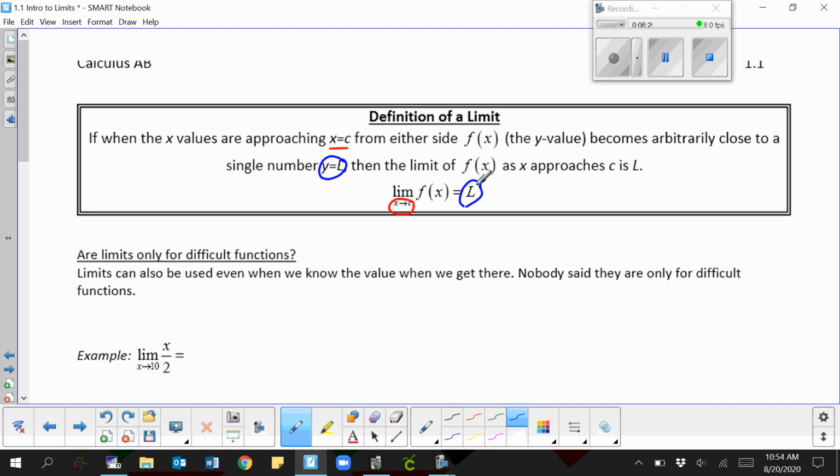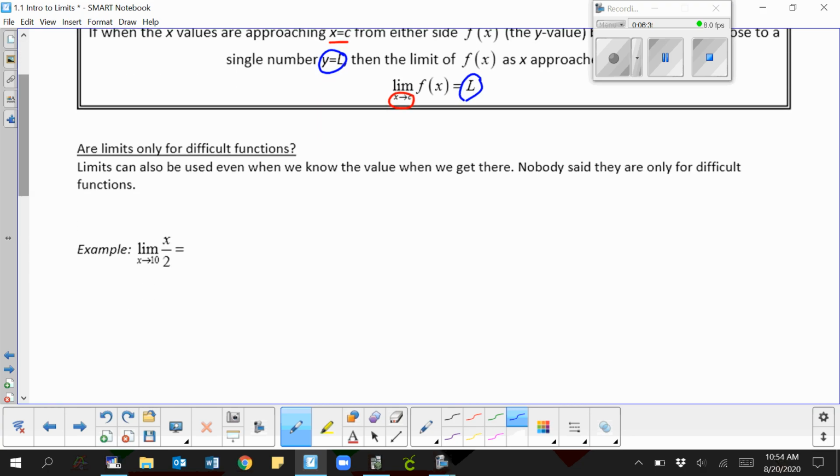Limits are often used for difficult functions like the one that we just looked at, but they also can be used for easy functions too. As an example, right here I have the limit as x approaches 10 of x over 2. All I'm going to do is plug in that 10. 10 over 2 gives me 5. So my limit as x approaches 10 is just 5.